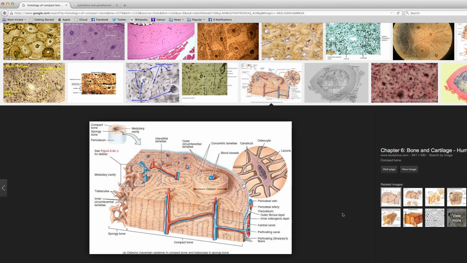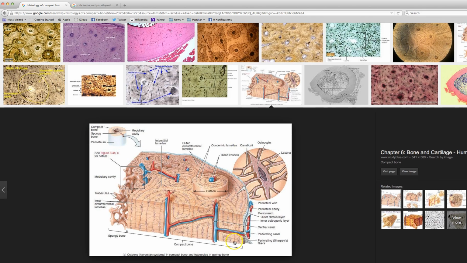Compact bone tissue is found beneath the periosteum of all bones and makes up the bulk of the diaphyses of long bones. So here's the periosteum. Compact bone is going to be found on the inside of it, and it's going to be the main part of those diaphyses. Compact bone tissue is composed of repeating structural units called osteons or Haversian systems. So here are those osteons. We have all of these osteons coming together to make compact bone.